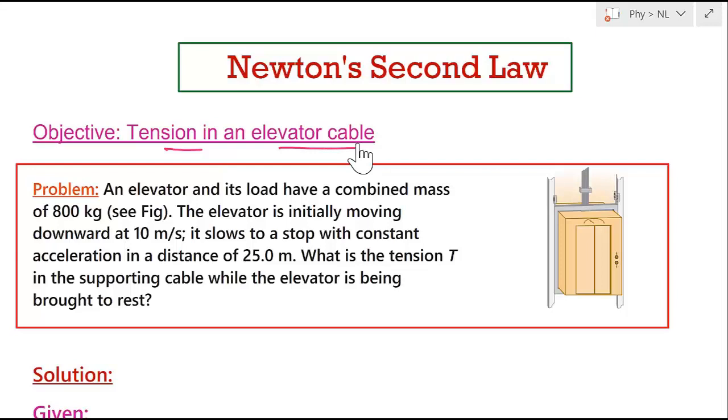So this problem says an elevator and its load have a combined mass of 800 kg as shown in the figure. So this is the elevator and we have some load inside this elevator. So the total mass of load plus elevator is given, that is 800 kg. The elevator is initially moving downward at a speed of 10 meter per second. So this elevator is moving in the downward direction, and the speed is given, and this speed is 10 meter per second.